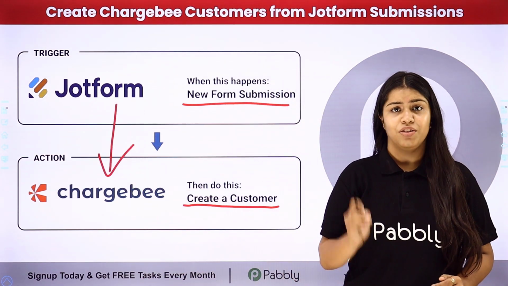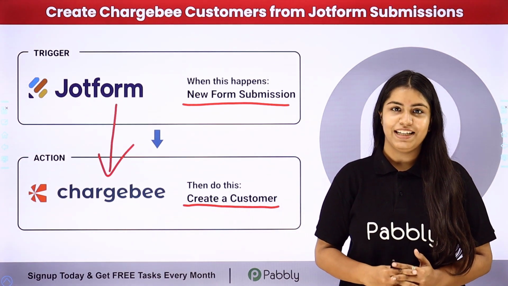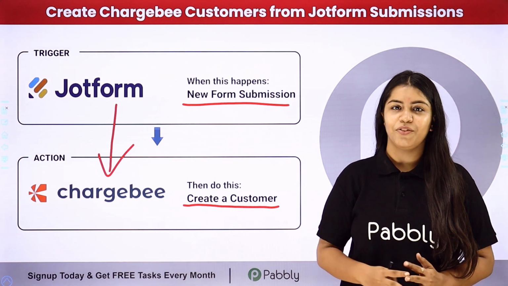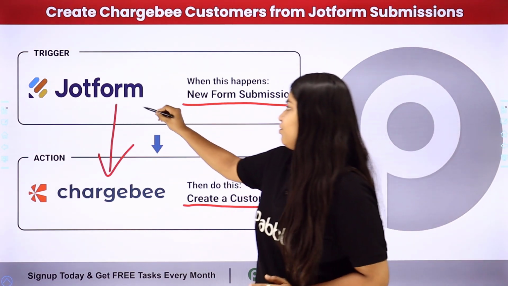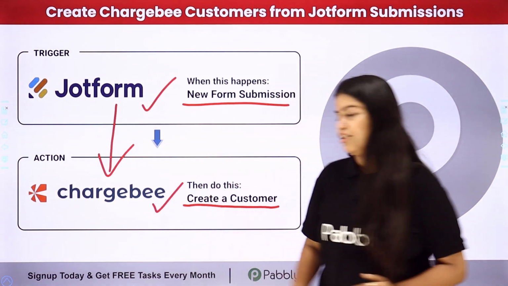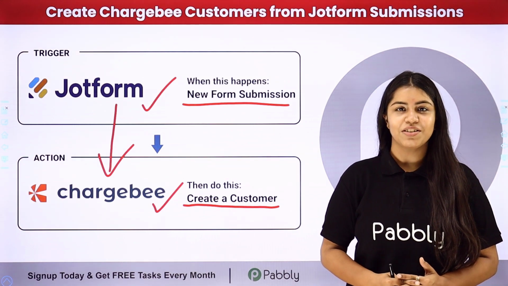To create this connection without knowing any programming or coding language, we are going to use Pabbly Connect. It is an amazing automation software. So in Pabbly, we have the concept of trigger and action. For trigger, we are going to use Jotform, and for action, we are using Chargebee. So if you also wish to learn this process step by step, follow me through the screen.